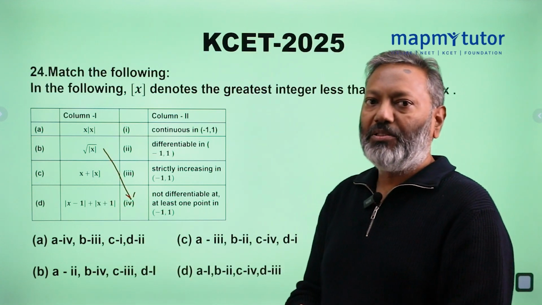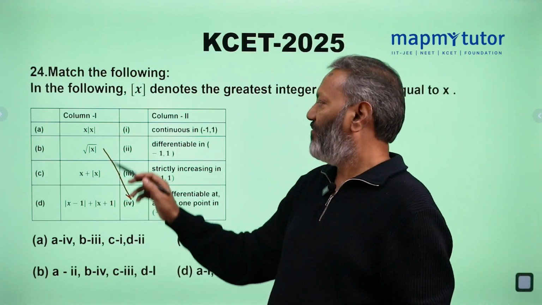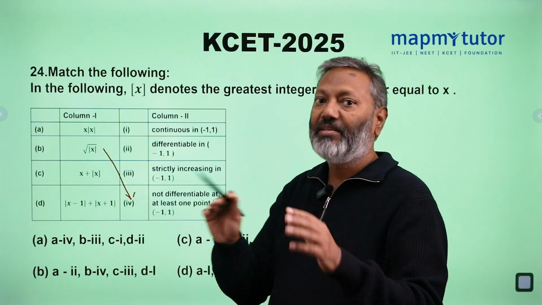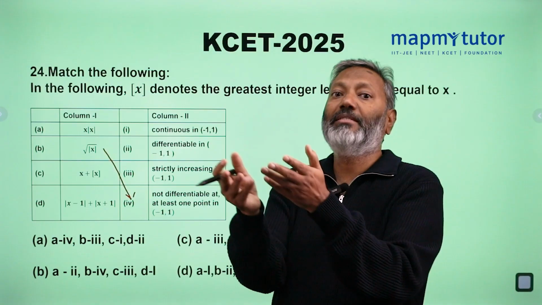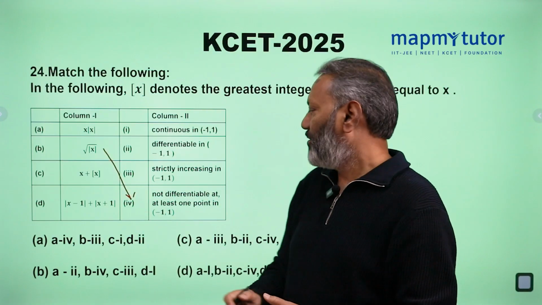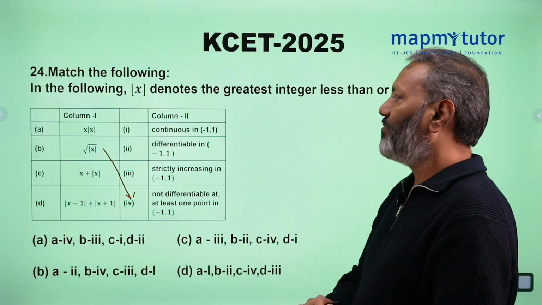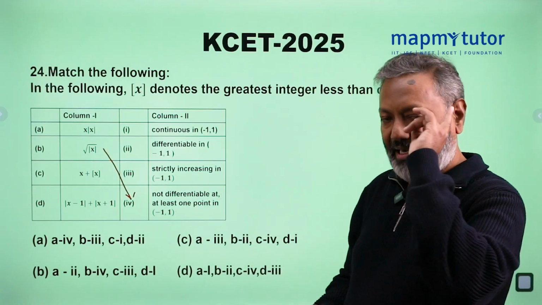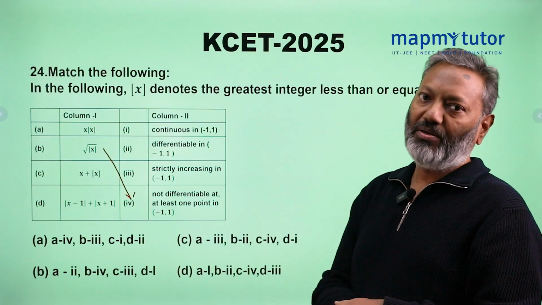Simple. So, root x derivative is 1 by 2 root x. For example, x is positive, it is root x. Derivative 1 by 2 root x. If you put 0, 1 by 0 is not defined. That means not differentiable. So, 0 is there in between -1 to 1. Sorted. So, root mod x is not differentiable at least at one point in between -1 to 1.